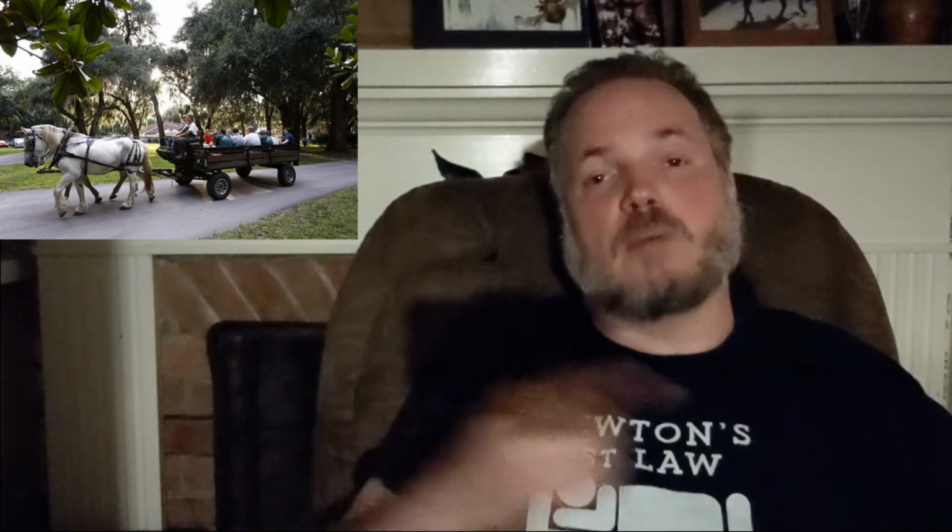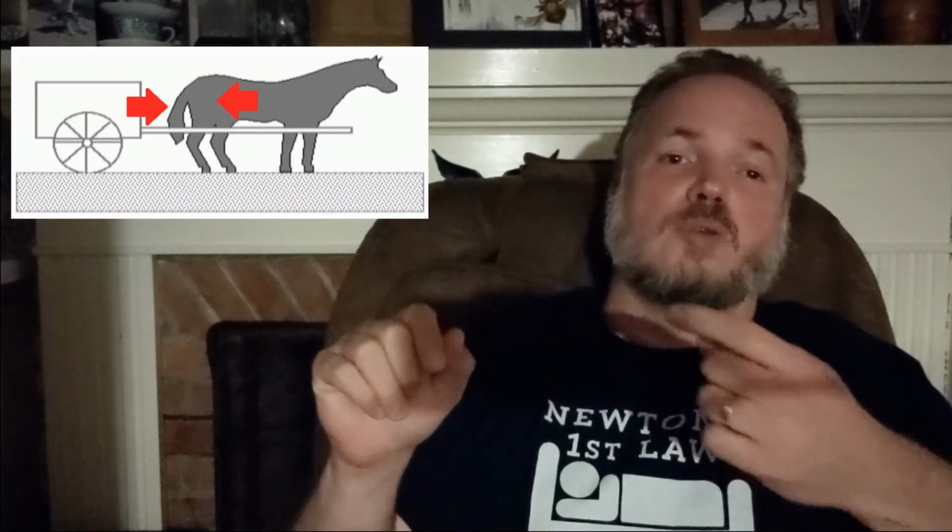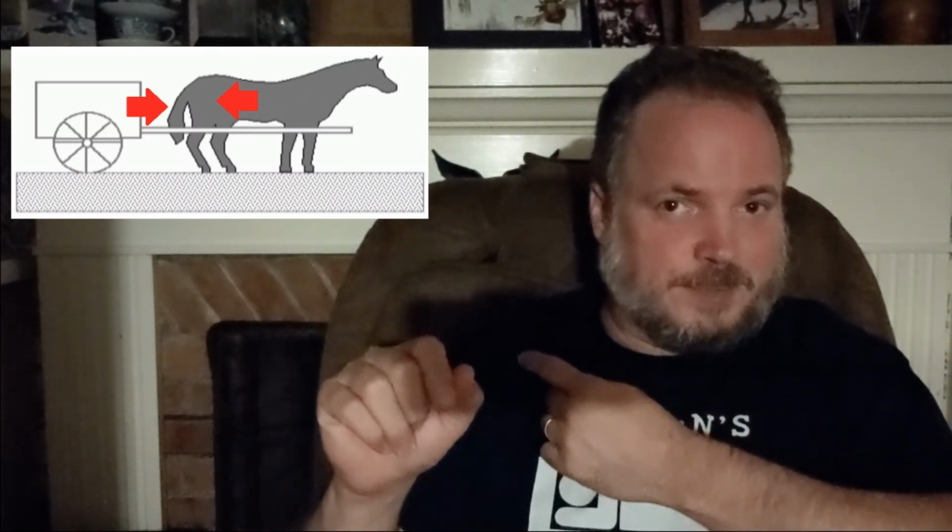The key idea to understanding this is that action-reaction forces never act on the same object. When the car pushes on the bug, the bug pushes on the car. When the bat pushes on the ball, the ball pushes on the bat. When the earth pulls on the apple, the apple pulls on the earth. When the horse pulls on the cart, the cart pulls on the horse, right?